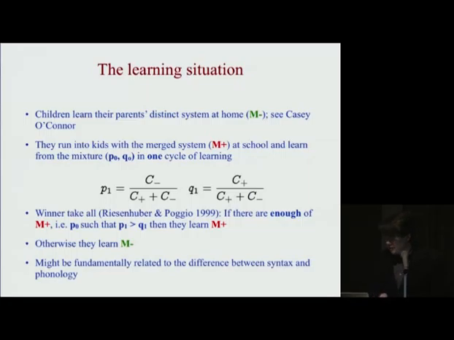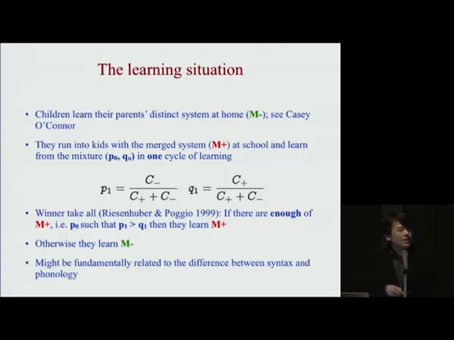So if you paid attention to the previous slides, the slides further back, the 3-year-olds actually pattern like their parents, but once they grow up and are in a school environment, they're actually going to pattern like their peers. Then they run into kids, some of whom would be speaking this M plus system, namely the merger has taken place, and they're going to be learning from a mixture of the P0 and Q0.